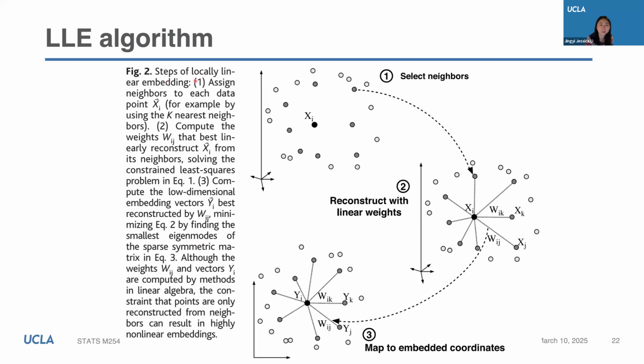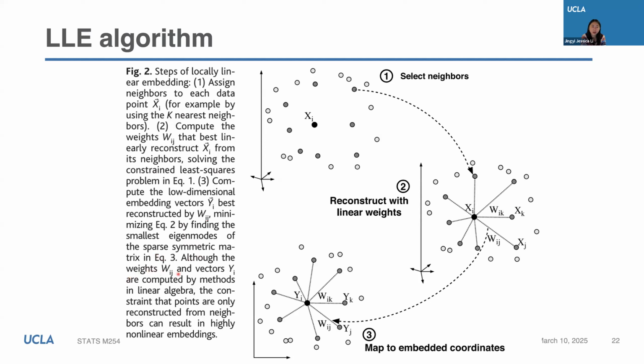The steps of locally linear embedding. First, assign neighbors to each data point xi. For example, you can also use KNN. You select the neighbors. Here, the black dot is xi, the gray dots are the neighbors. Second, compute the weights that best linearly reconstruct xi from its neighbors, solving the constrained linear least squares problem in equation 1. So you get the weights for all these neighbors. Third, compute the low-dimensional embedding vectors yi best reconstructed by Wij. So given the same Wij, minimizing equation 2 by finding the smallest eigenmodes of the sparse symmetric matrix in equation 3, which we're not showing here. We're just giving you the high-level idea, but you can check the paper for details.